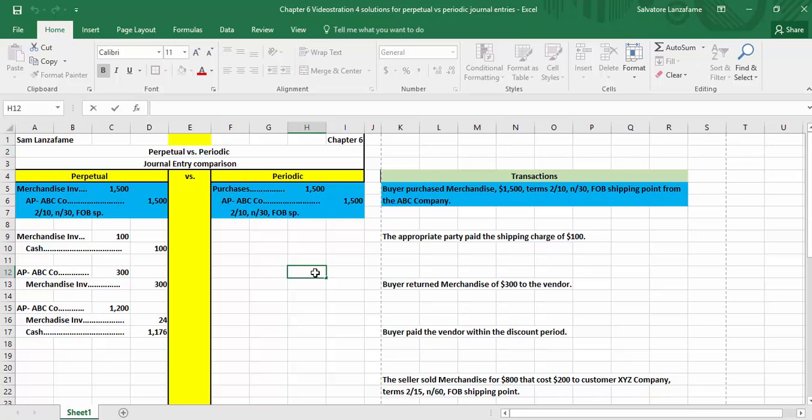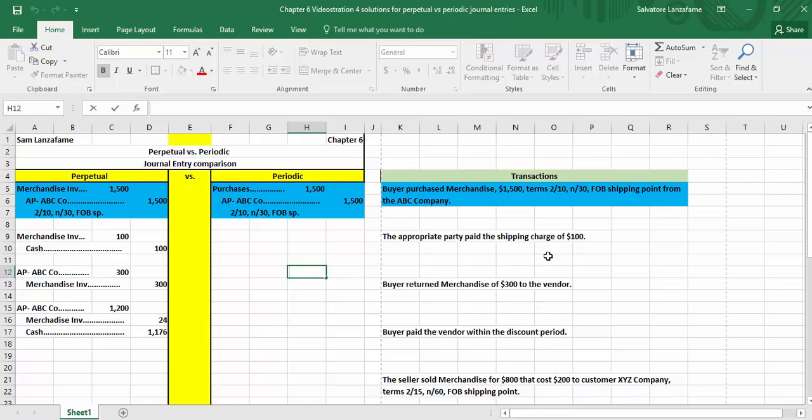Under Perpetual, I'm debiting merchandise inventory when I buy merchandise. Under periodic, when I buy merchandise, I'm debiting an expense account. And this is probably the first time we've seen an expense account not end with the word expense. So make a little note to yourself: purchases is an expense account to the company. Okay, so under one system, you're treating the merchandise as an asset. Under the other system, you're treating it as an expense.